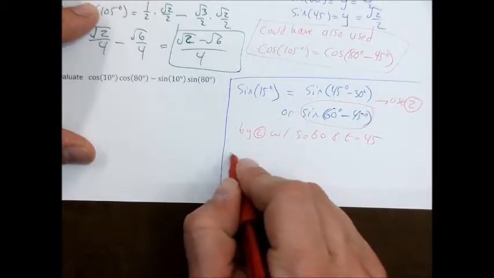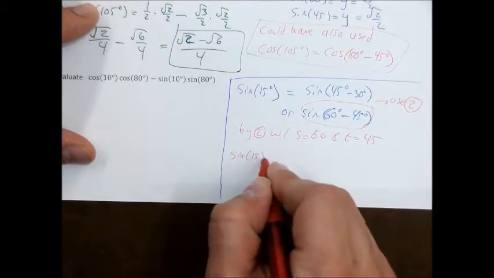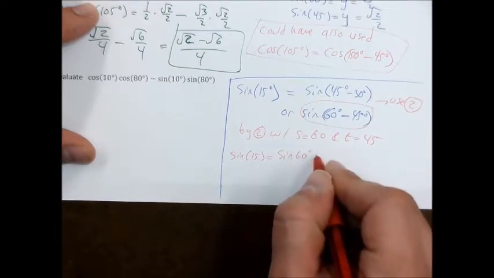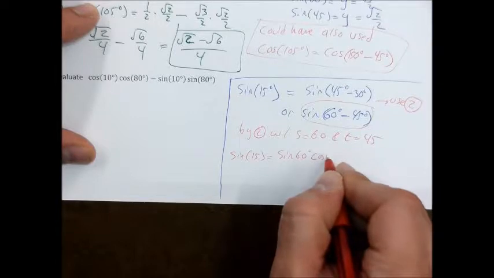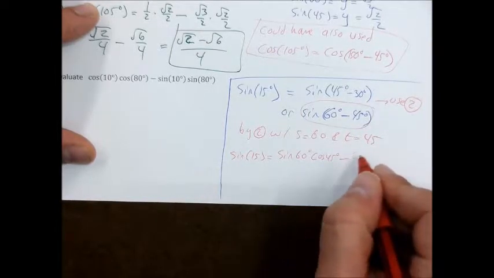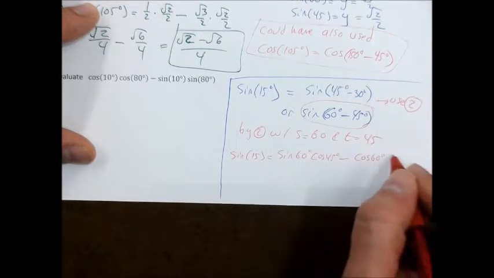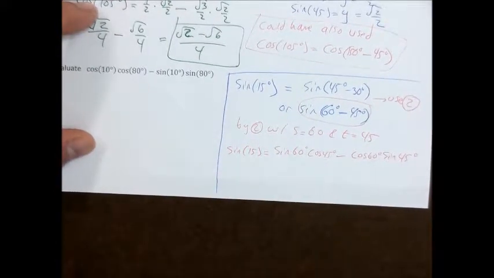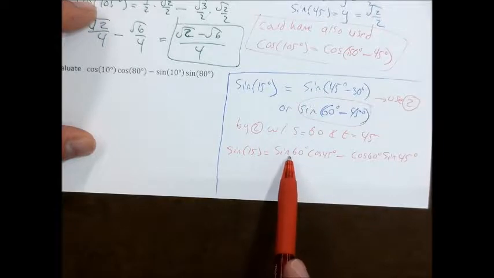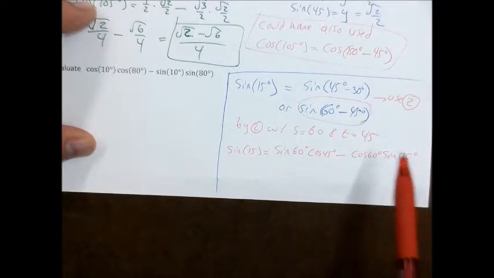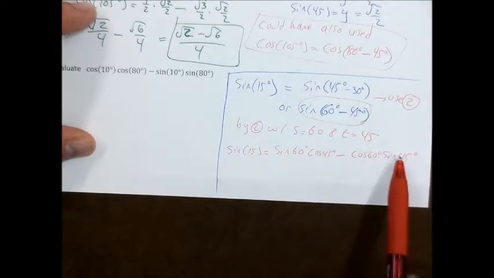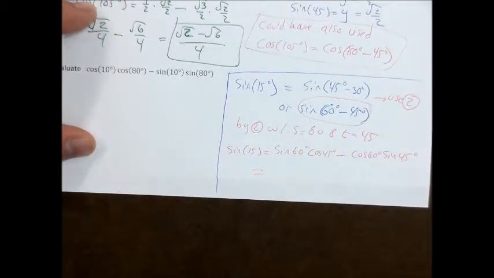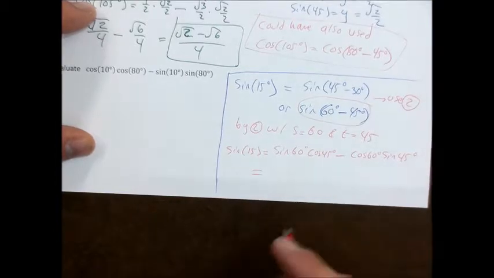Sine of 15 equals sine 60 cosine 45 minus cosine 60 sine 45. And again, we know all those values on the unit circle. We know sine of 60, we know cosine of 45, we know cosine of 60, and we know sine of 45. So I'm out of room. I can't really write down the unit circle stuff, but hopefully that's the stuff that should make some sense for the next test.